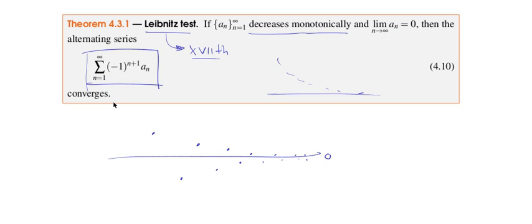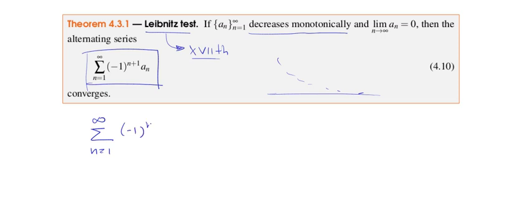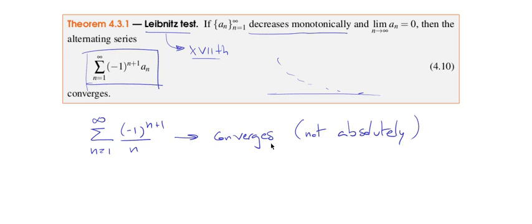It doesn't say anything about it being absolutely convergent, okay? So for instance, we can apply this test to this series, as we have seen, and so Leibniz says this is convergent, okay, but it's not absolutely convergent because the absolute value of this is 1 over n, and the sum associated with this is the harmonic series.